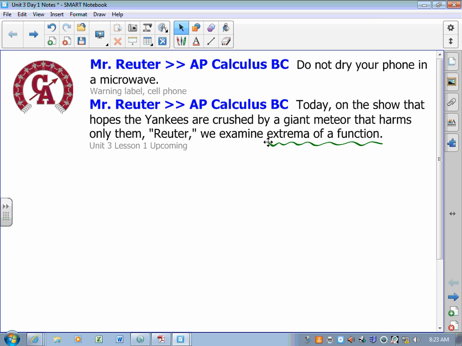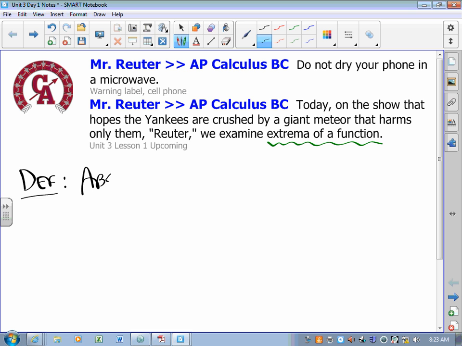Let me give you a definition. Let me define what I mean by absolute extrema. Some say extrema. They're fine people too. No terrorists in that bunch.